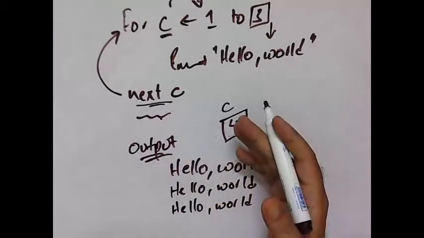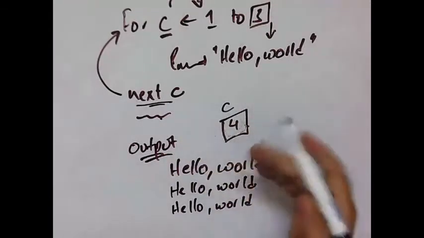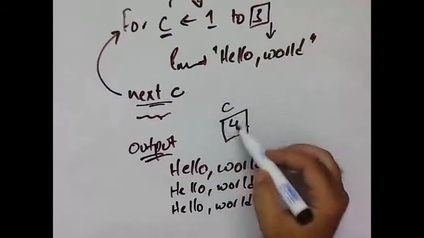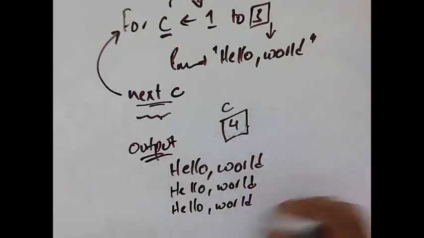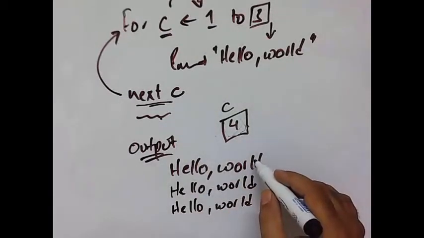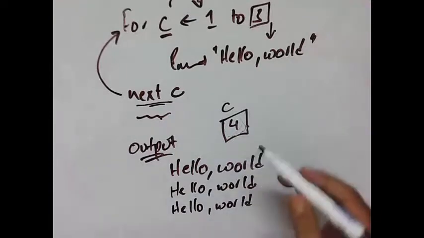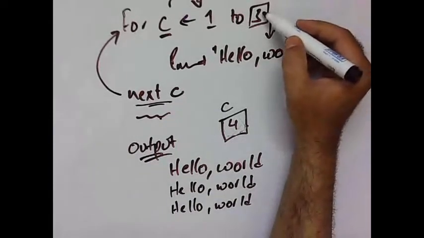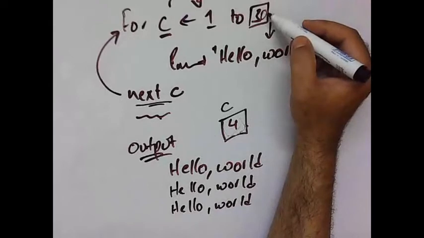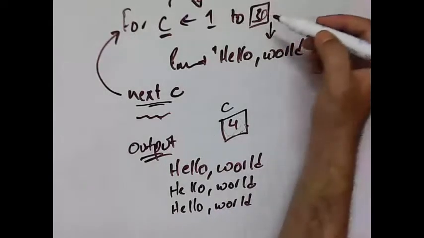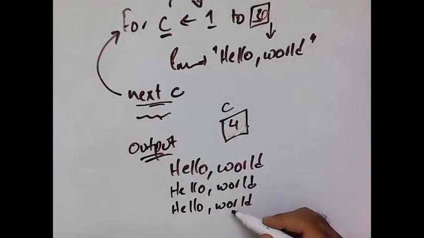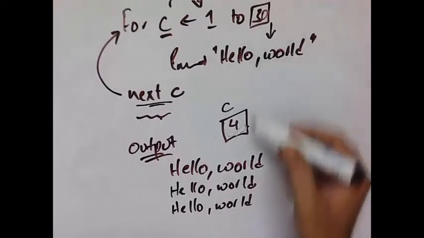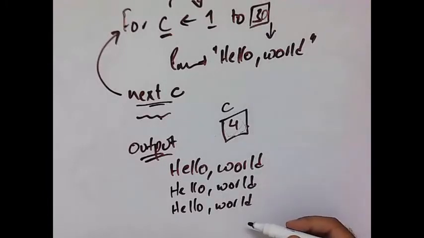In this particular case, there's nothing written over here, so the program is going to end with the value C as 4, and it is going to display hello world 3 times on the screen. So if I want it to display 30 times, all I have to do is change the code and insert a 0 over here. This will become 30, and it will display hello world 30 times. So if I were not using a loop, I would have to type this hello world 30 times, right?